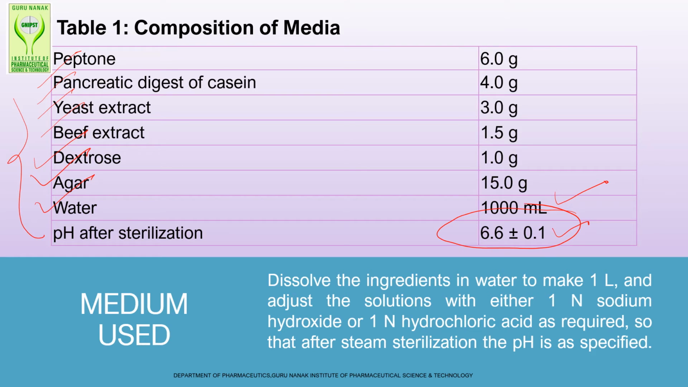How to prepare the media? We have to dissolve the ingredients in water to make 1 liter and adjust the solution with either 1 normal sodium hydroxide or 1 normal hydrochloric acid as required. Why are we adding this? To adjust the basicity or acidity, that means ultimately adjusting the pH, so that after steam sterilization the pH is as specified.